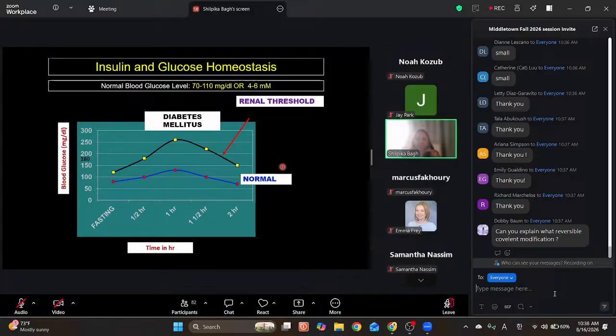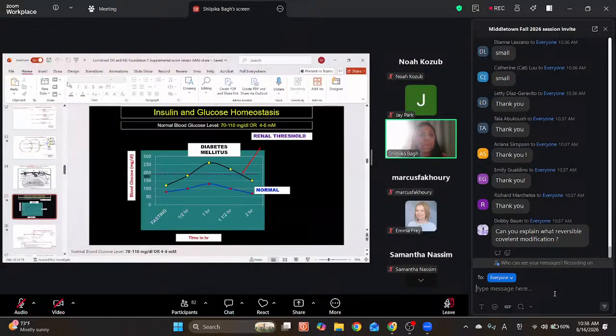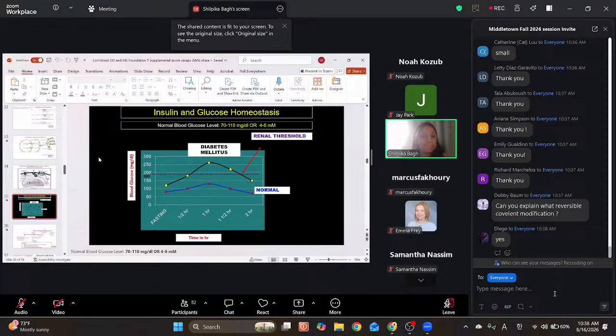Can you explain reversible covalent modification? Let's go to the slide. It's more visual. Is it good to open it for question and answer? Everybody is good like that? Then we will restart at 11.